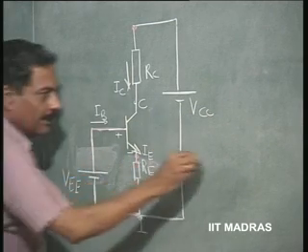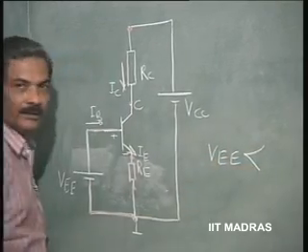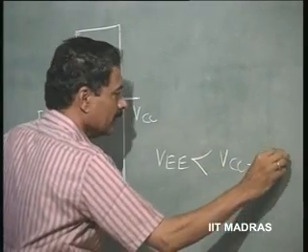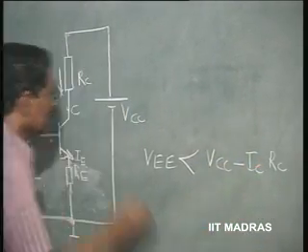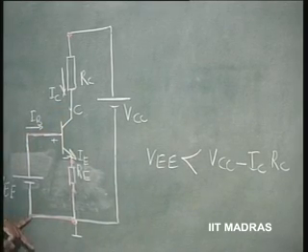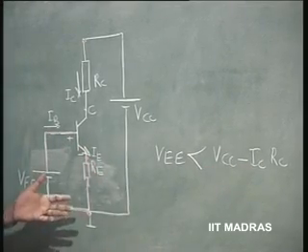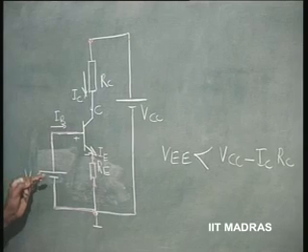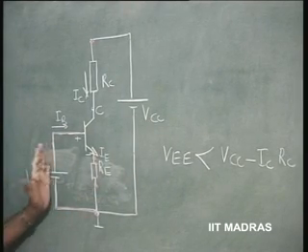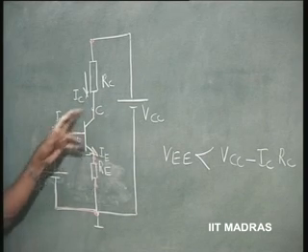So, VEE here has to be less than what? VCC minus IC times RC, that is the collector potential. In order to reverse bias the transistor, this VEE has to be less than VCC minus ICRC. So, if I cannot use dual supplies, saying that this is 10 volts and this also shall be minus 10 volts, and just put that minus 10 volts as plus 10 volts, that will not work here, right. That is because I require a reverse bias voltage here.